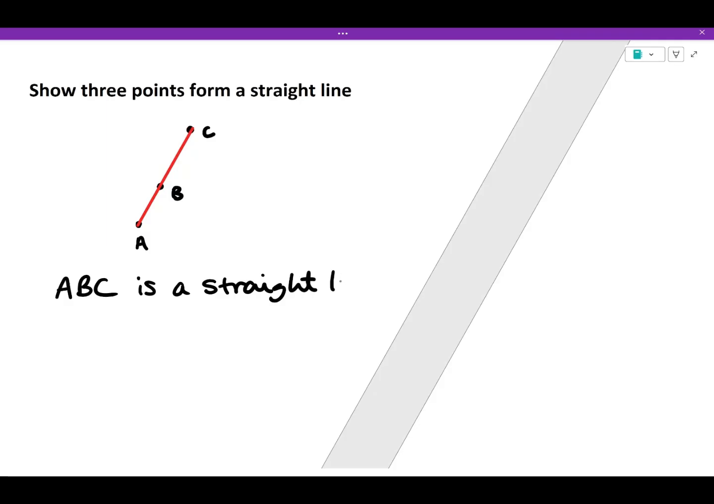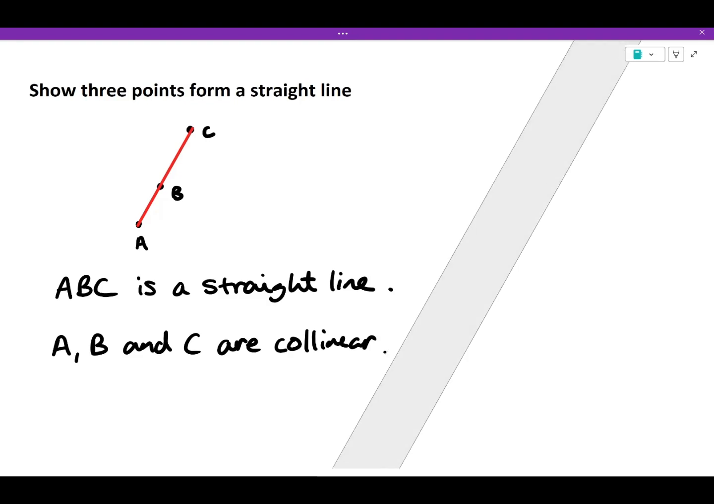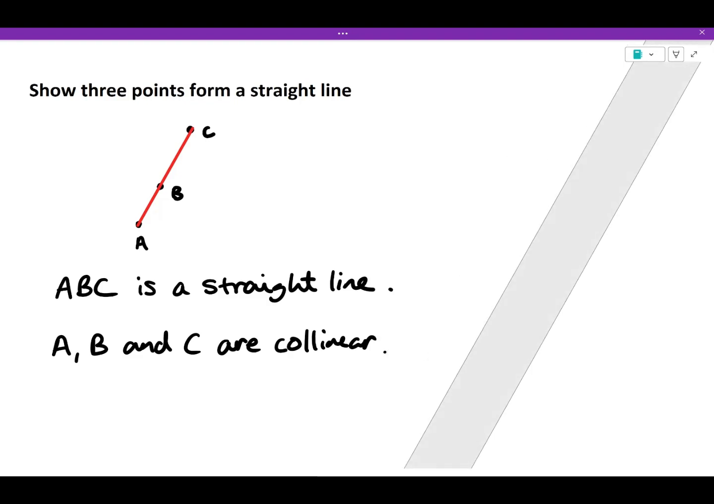Now, an alternative way of saying this that you need to be familiar with is saying that the points A, B, and C are collinear. Okay, so that's a key word. That means that they form a straight line. So both of those 2 sentences I've written down are equivalent to each other.